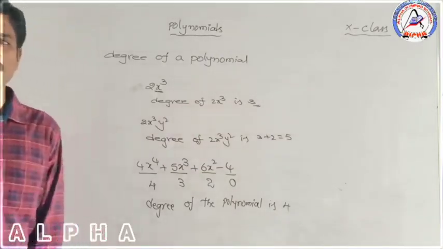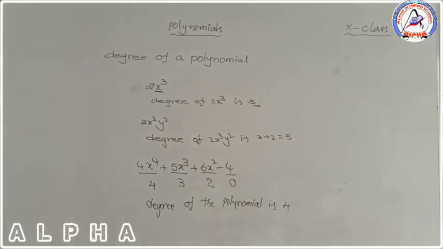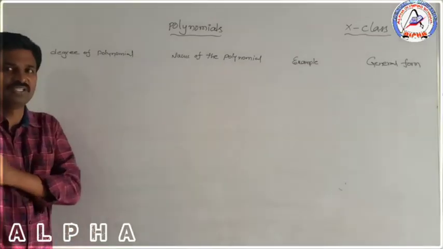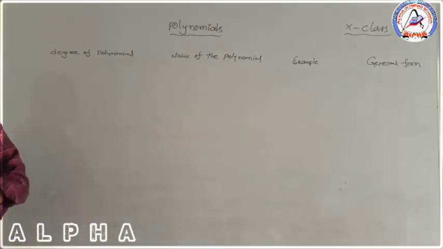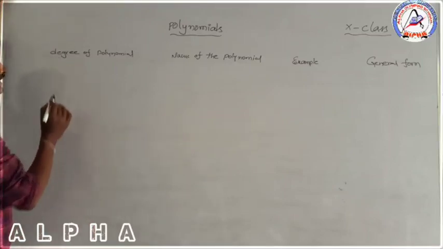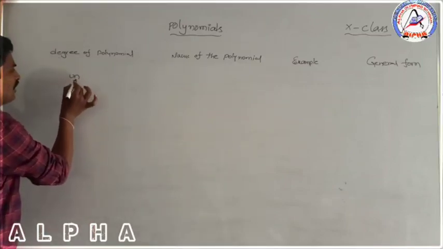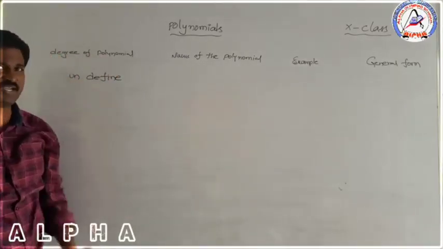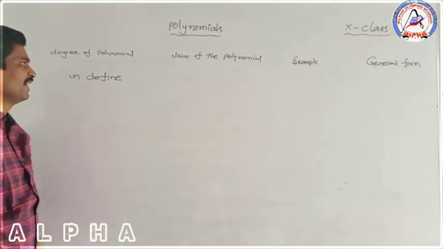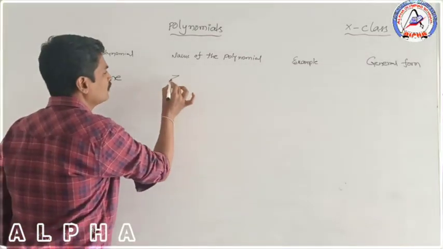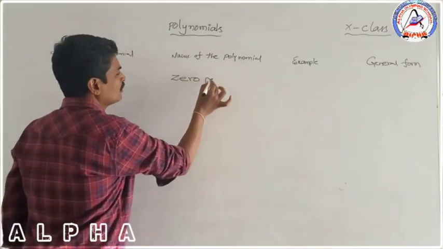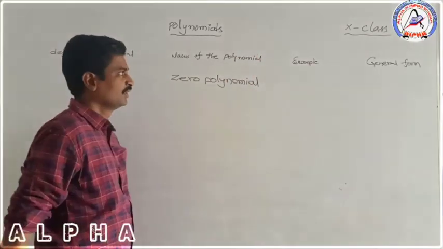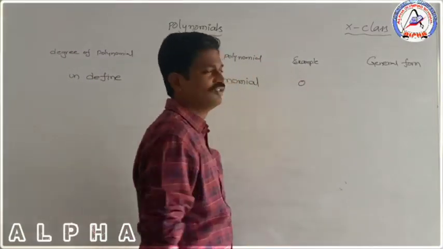According to the degree of a polynomial, every polynomial has a specific name. First, if the degree of a polynomial is not defined, undefined, then the polynomial is called the zero polynomial. Example is 0. There is no general form.